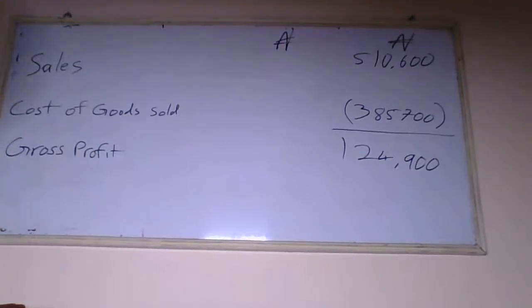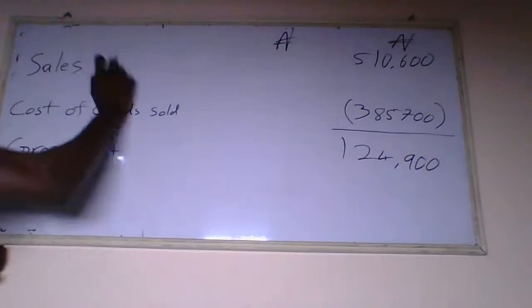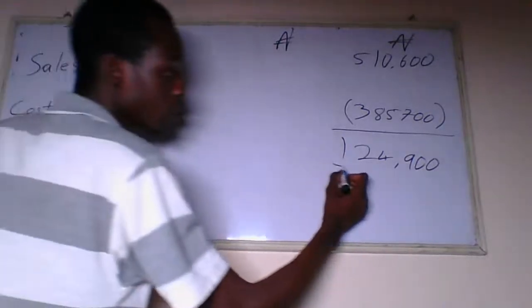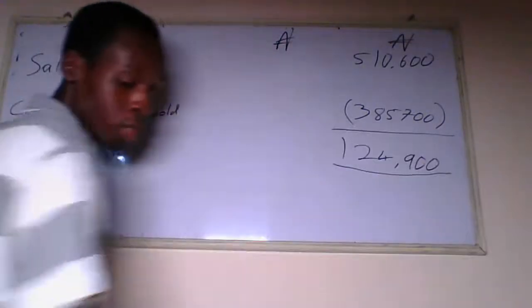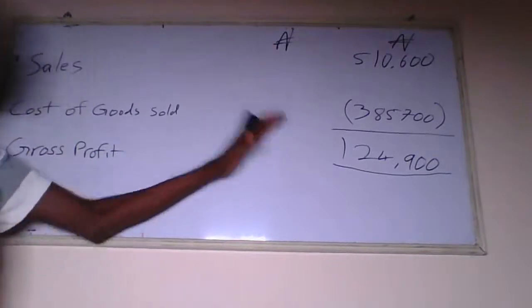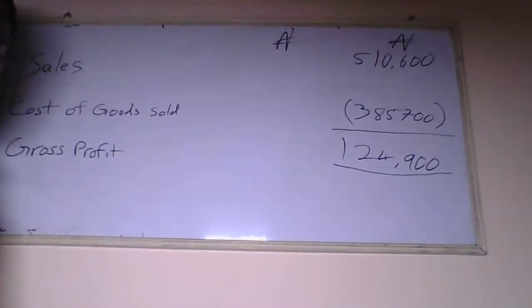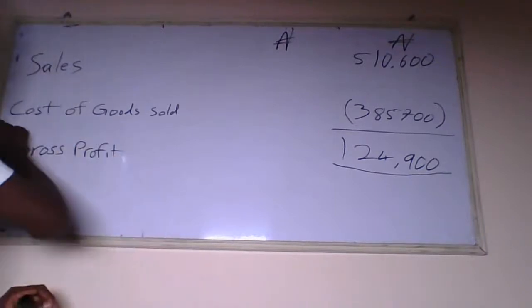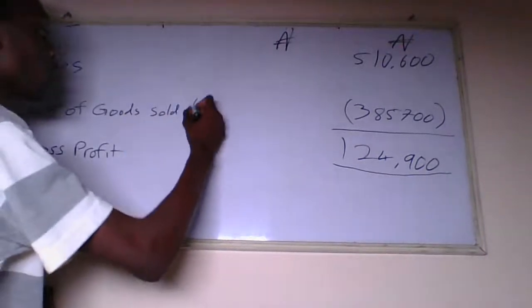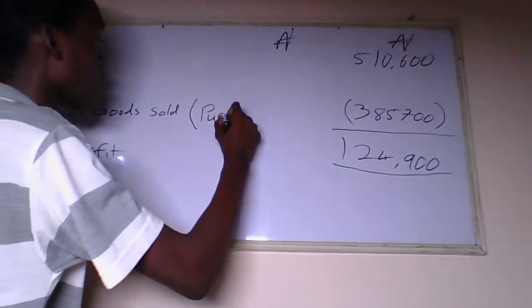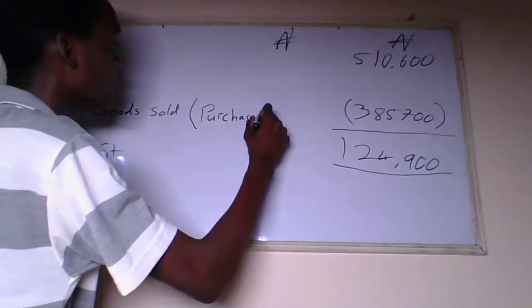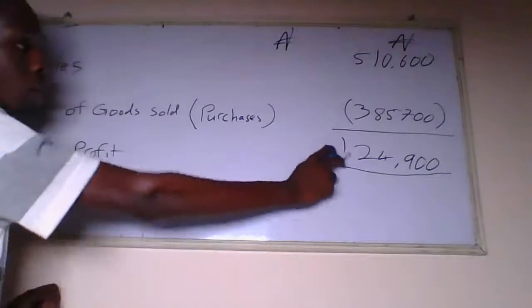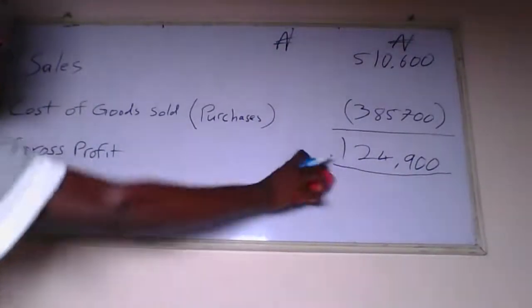Now, remember they said statement of profit or loss. Up till your gross profit, you're already done with half of the first question. You are done with your trading account. So the trading account is just sales minus purchases. This cost of goods sold is your purchases. You have your gross profit.